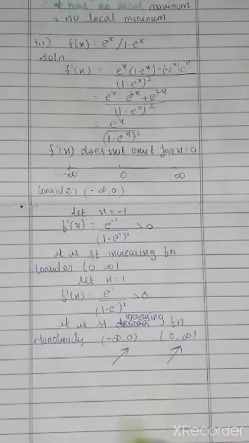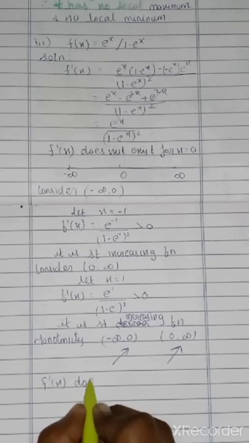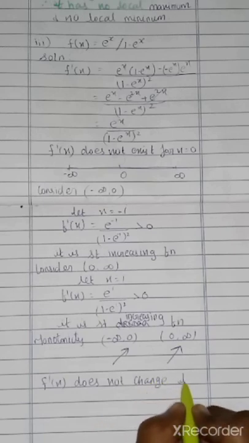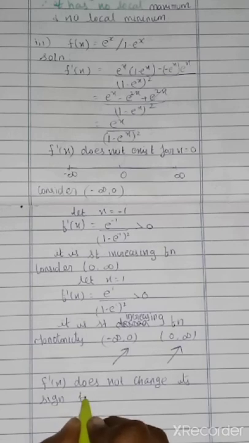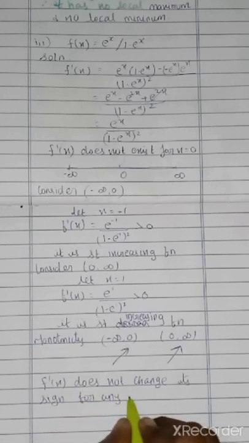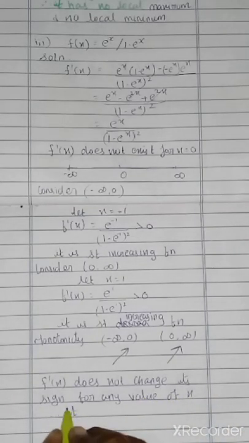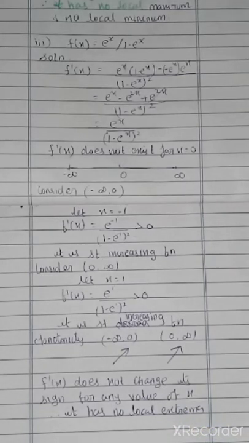So since both are increasing, f dash of x does not change its sign for any value of x, correct? Therefore it has no local extrema. Extrema means minimum or maximum value, correct? So in this problem there is no local extrema.